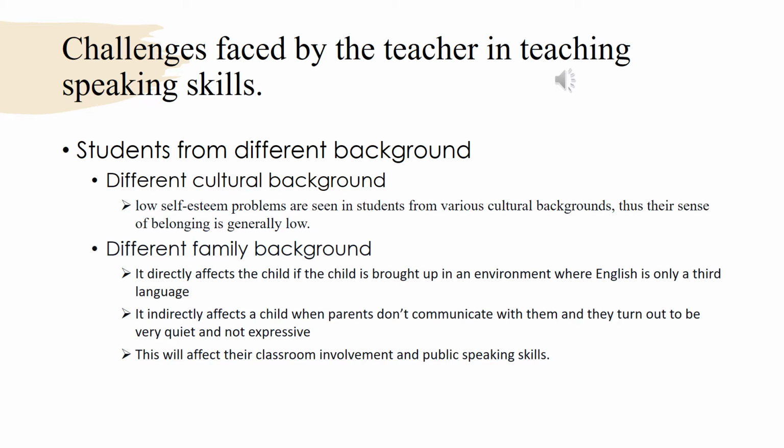Moving to a different challenge faced by students from different backgrounds is having different family background. Different students come from different family backgrounds and this affects a student's performance in class directly and indirectly. It directly affects the child if the child is brought up in an environment where English is only a third language for them and they merely speak English at home. It indirectly affects a child when parents don't communicate with them and they turn out to be very quiet and not expressive. This will affect their classroom involvement and public speaking skills.